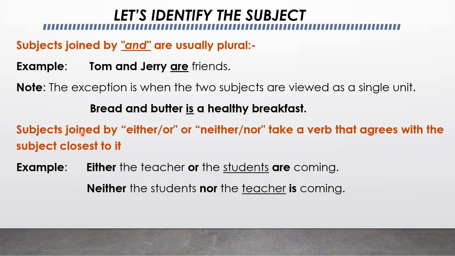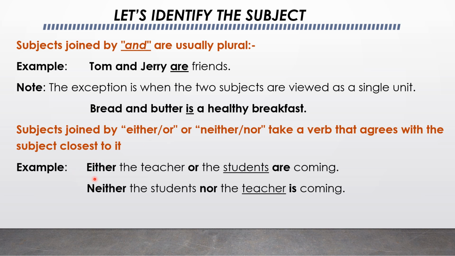Next is subject joined by either or, neither nor. They take verb that agrees with the subject closest to it. मीन जब हमारे दो सब्जेक्ट either or और neither nor से कंबाइंड होंगे तो हमें जो नियरेस्ट होगा सब्जेक्ट के, सॉरी, वर्ब के नियरेस्ट जो सब्जेक्ट होगा हमने उसको कंसीडर करना है.